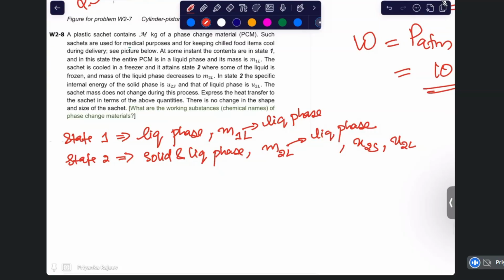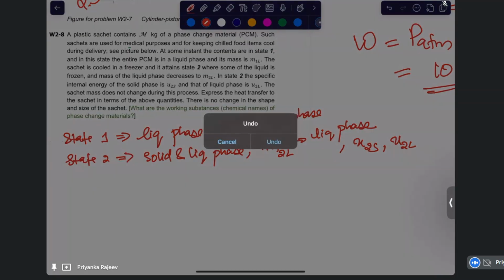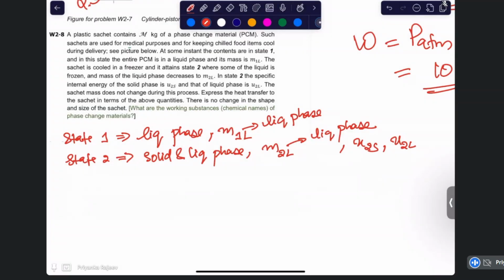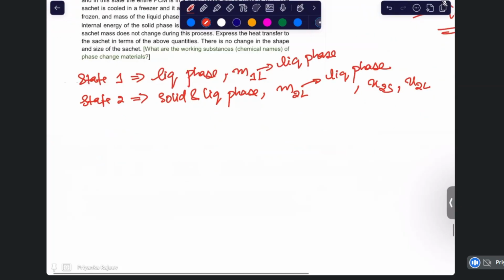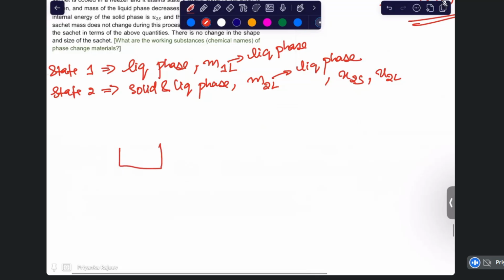Okay, now we have to talk about phase change material. So you know that for changing the phase, say you have water in liquid phase and you are supplying heat. After some time, what will happen? The temperature of the water will start to increase, right? And after increasing, it will reach a point called the boiling point. For water at atmospheric pressure, it will be around 100 degrees centigrade.